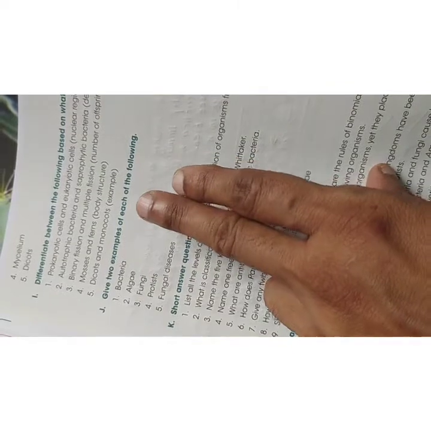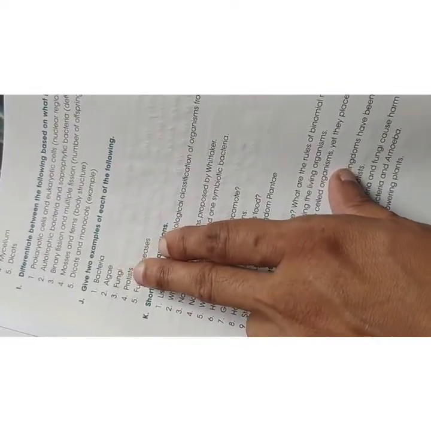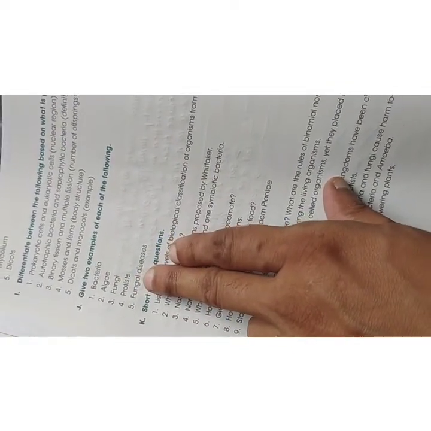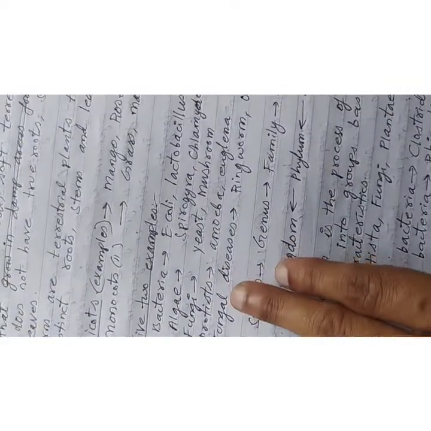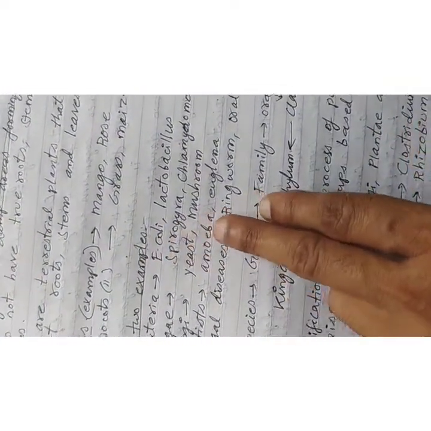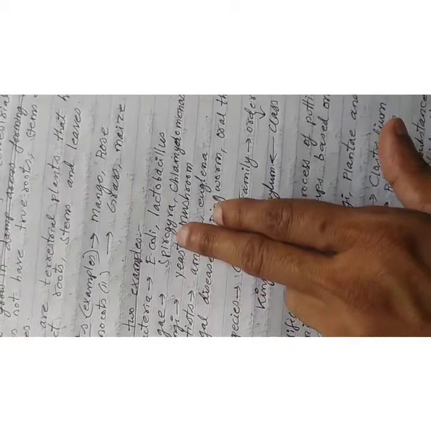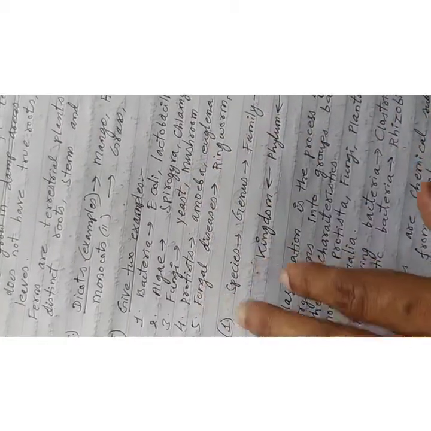Now question number J is there. Give two examples of each of the following. Number 1, bacteria, algae, fungi, protist and fungal diseases. So bacteria you can write E. coli and Lactobacillus. For algae you can write Spirogyra and Chlamydomonas. Fungi, yeast and mushroom. Protists, amoeba and Euglena. And fungal diseases are ringworm and oral thrush.